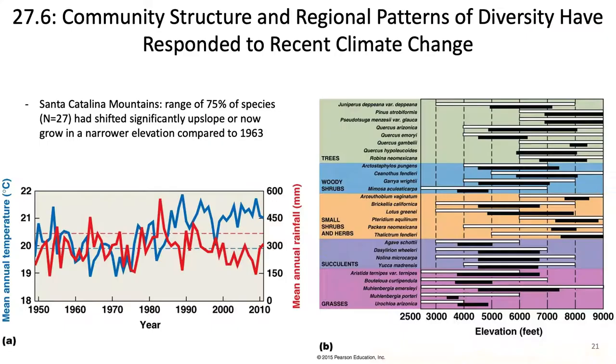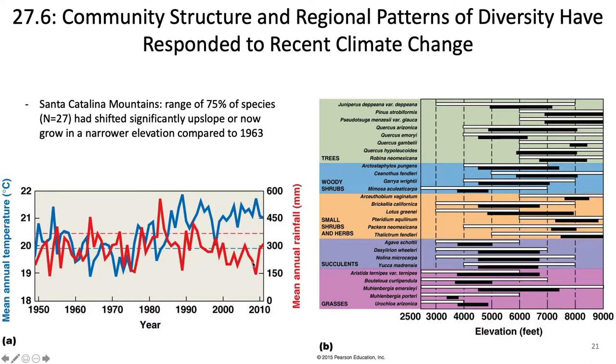You can also see changes in regional diversity. So we're thinking about ecosystem level or landscape or community level changes now, and how communities are responding to climate change. This graph here is a graph of the mean annual temperature and mean annual rainfall in Tucson, Arizona, which is nearby the Santa Catalina Mountains. You can see an increase in mean annual temperature since the 50s, but a decrease in mean annual rainfall.